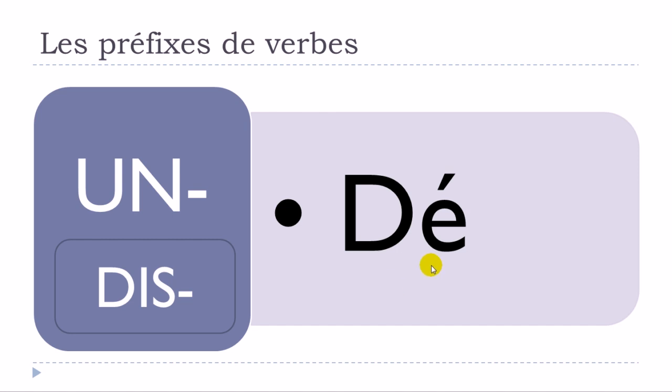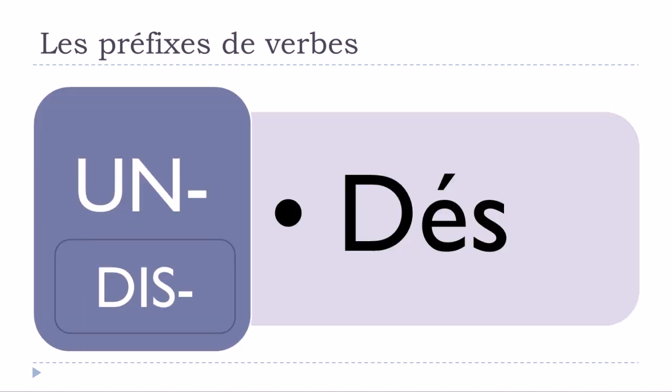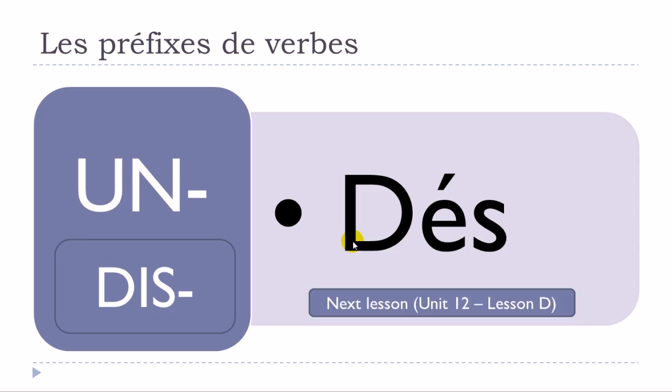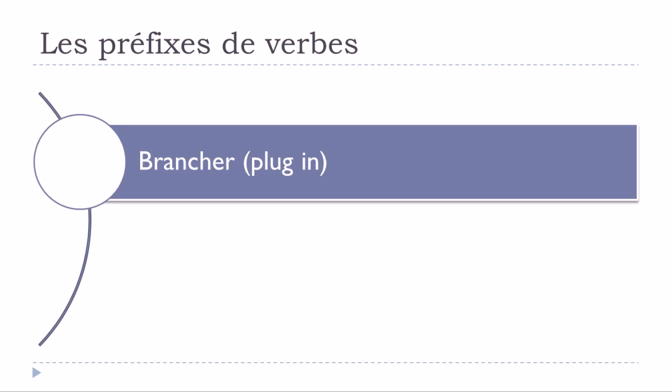We've got this D, okay? Keep in mind that we will see in the next lesson, so it will be unit 12, lesson D, we've got the option of D accent aigu S, and we will see that in the next lesson, but in this lesson we'll only focus on the D. Okay, so let's take an example now.